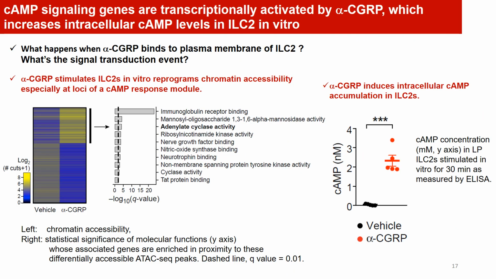To know what happens when alpha-CGRP binds to the plasma membrane of ILC2 and what the signal transduction events are, the author used in vitro culture of primary ILC2 obtained from the lamina propria. Upon treatment with alpha-CGRP, the cells were collected and subjected to chromatin accessibility analysis, and those loci with upregulated chromatin accessibility were then subjected to pathway analysis. As we can see here, the adenylate cyclase activity pathway has been significantly increased.